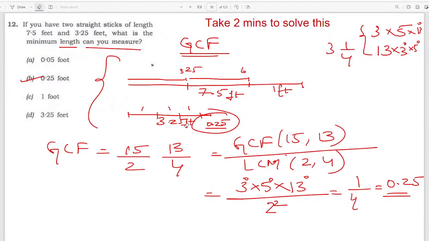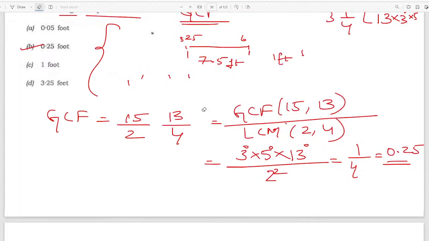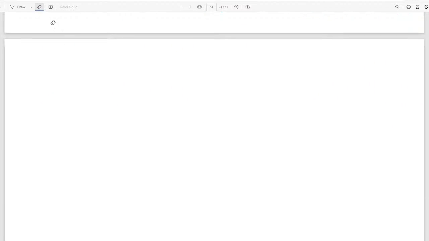Okay, so I hope the second method is clear. I'll just explain the first method again. I'll just mark it here. So what we have is one stick, we have 7.5, and another is 3.25.